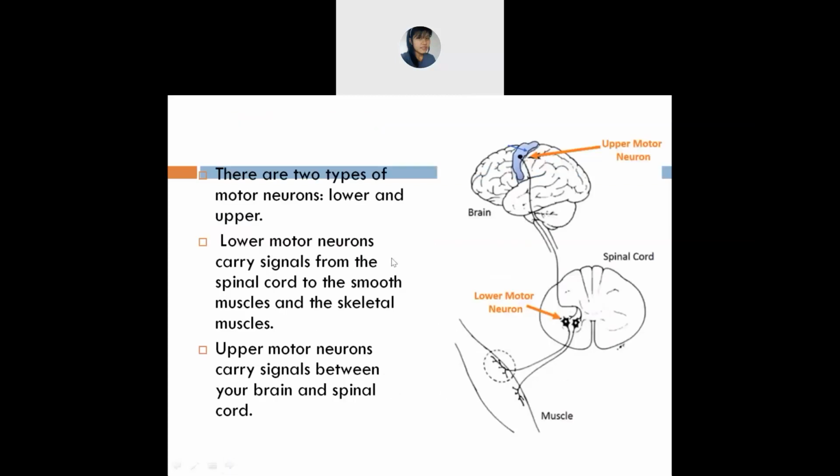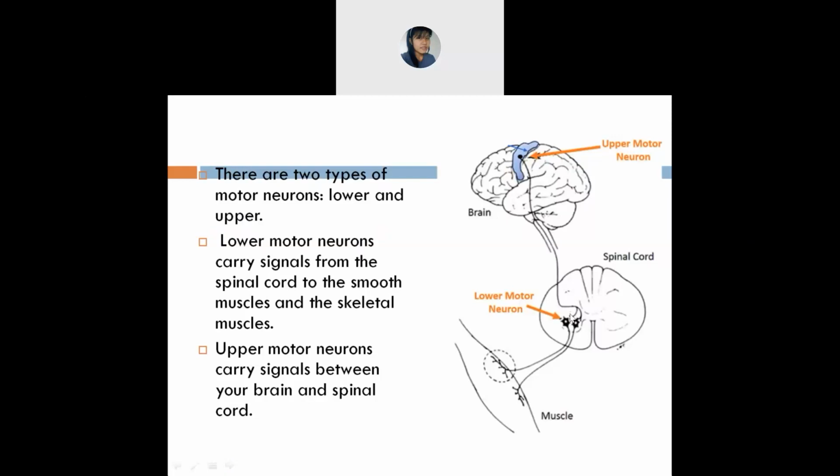So you will get two types of motor neurons. So in the motor neurons, what will you find? Upper and lower motor neurons. So in the lower motor neurons, what will you find? You will find that they carry signal from where? From the spinal cord to the what? To the smooth muscle as well as the skeletal muscle.